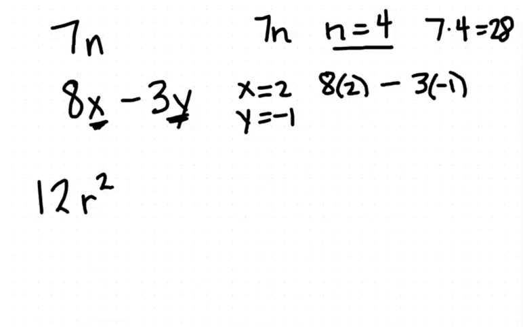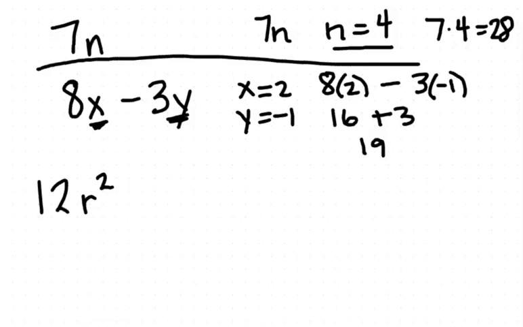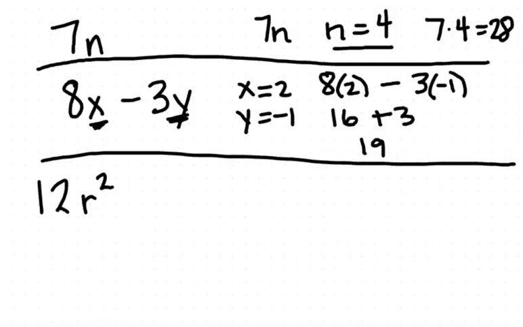8 times 2 gives me 16. I have a -3 times the -1, and that will give me a +3. 16 plus 3 gives me a 19. Okay, so that's how we evaluate these. All right, so we did this top one here. We did the middle one here. Now let's look at the bottom one.